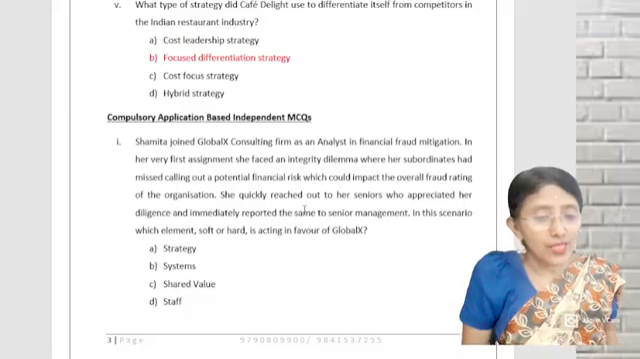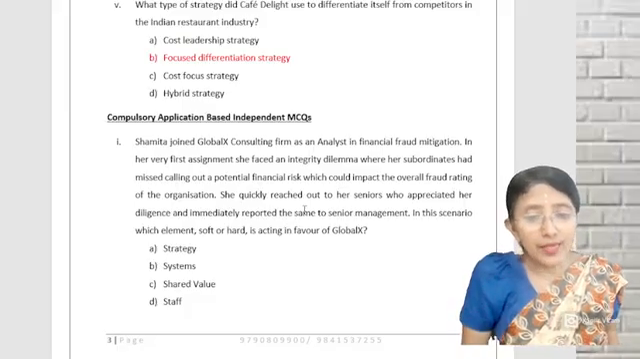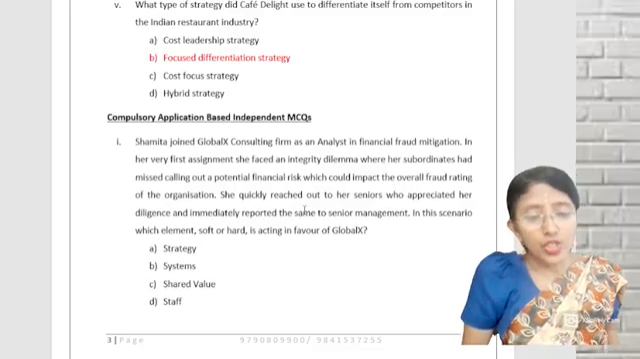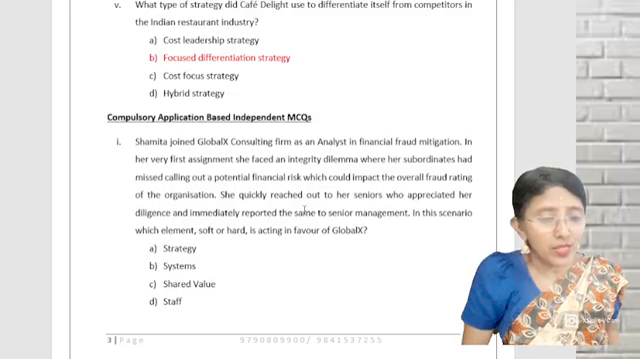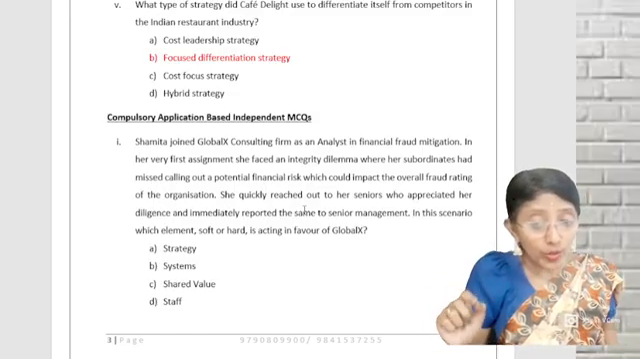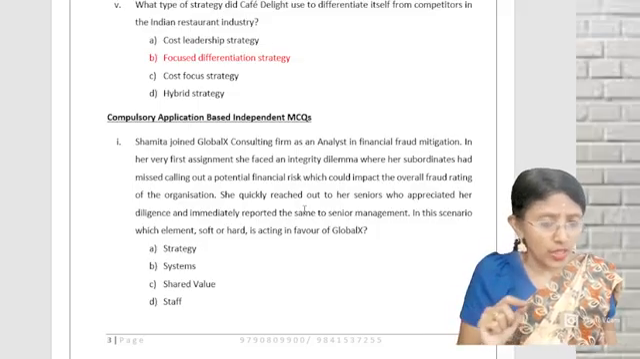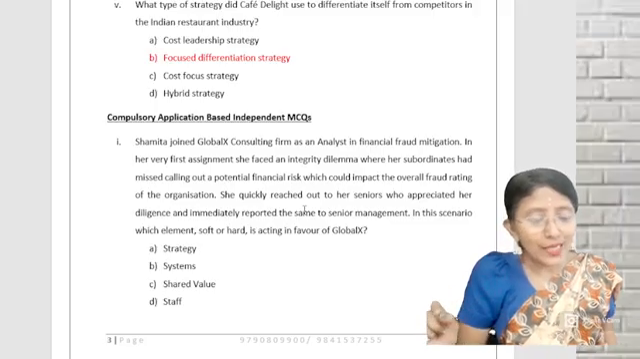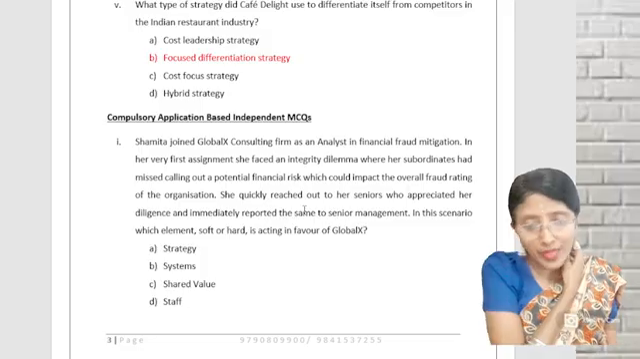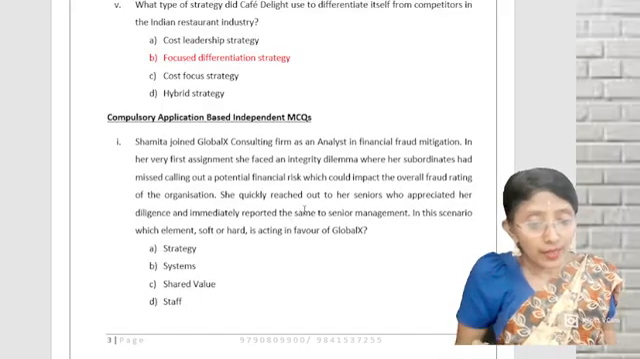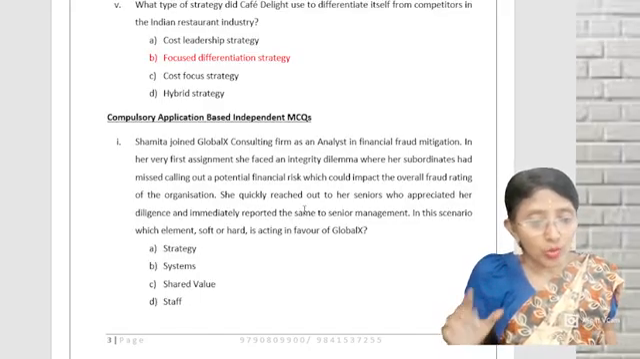Shamita joined Global X consultancy firm as an analyst in financial fraud mitigation. In her very first assignment, she faced an integrity dilemma where her subordinates had missed calling out a potential financial risk which could impact the overall fraud rating of the organization. She quickly reached out to her seniors who appreciated her diligence and immediately reported the same to senior management. In this scenario, which element, soft or hard, is acting in favor of Global X?